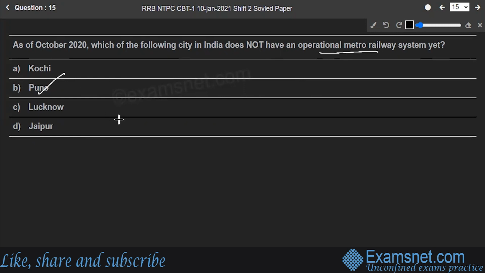Uttar Pradesh Metro Rail Corporation Limited is a state-owned company that operates the Lucknow Metro in Lucknow, Uttar Pradesh. The Kochi Metro is a rapid transit system serving the city of Kochi in Kerala. Similarly, Jaipur Metro is a rapid transit system in the city of Jaipur, Rajasthan. Pune Metro is still not operational, so option B is the correct answer to the question. Let's move to the next question, number 16.